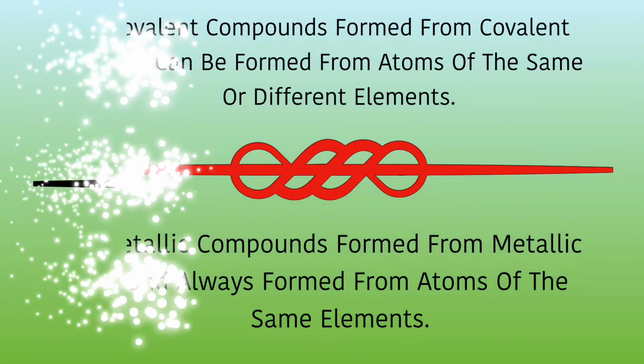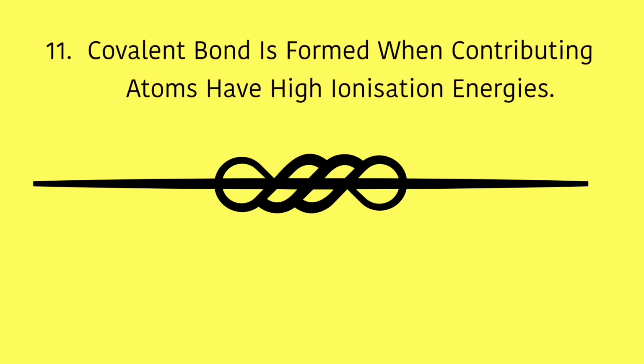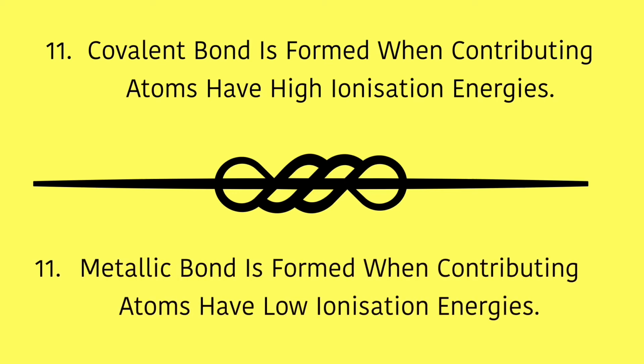Now let us consider the 11th difference between covalent bond and the metallic bond. So remember, the covalent bond is formed when the contributing atoms have high ionization energy, then and then only they share their electrons between the two atoms. Again, you know that the metallic bond is formed when the contributing atoms have low ionization energy, then and then only the metallic atom releases its electrons.